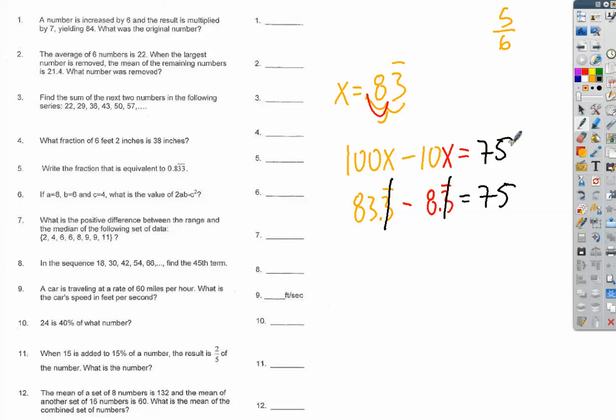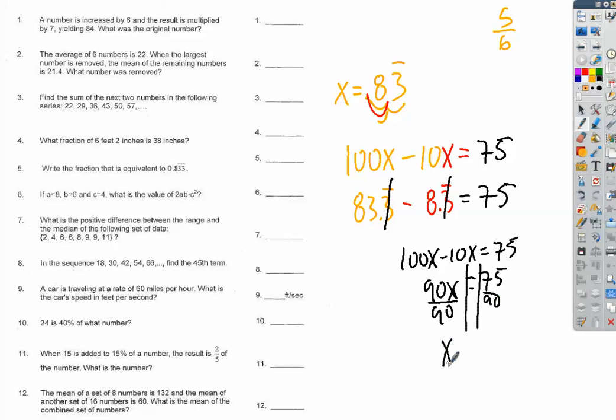Well, let's go ahead and take a closer look at this. What is 100x minus 10x? It's 90x, right? So you have 90x is equal to 75. Well, what's the opposite of multiplying x by 90? Dividing x by 90, divide by 90.